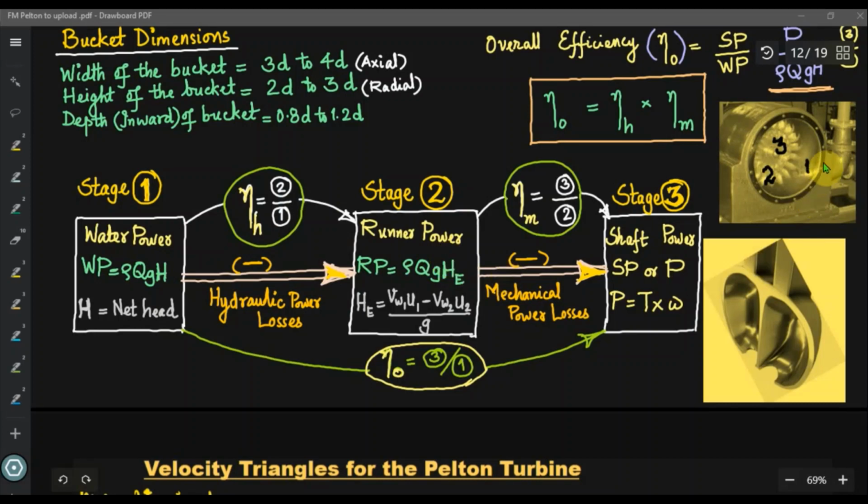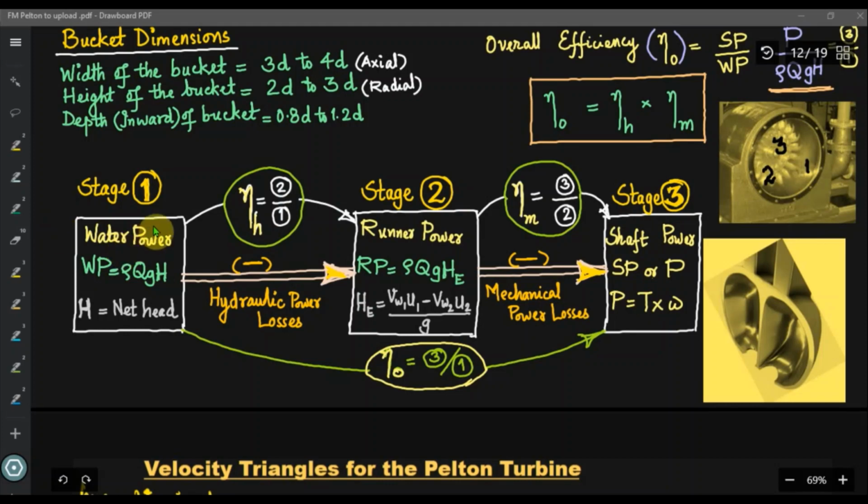And now you consider stage 3. See, stage 3 means the runner shaft, the shaft on which the runner is mounted, and from that shaft we will get useful mechanical power. So the useful mechanical power that is available at the runner shaft is called shaft power. So shaft power, generally represented by capital letter P, is equal to the torque available at the shaft multiplied by the angular velocity.